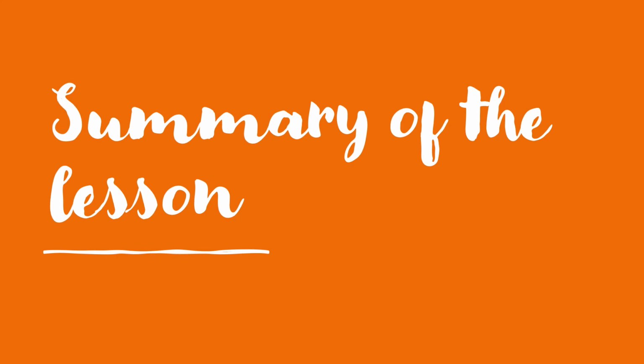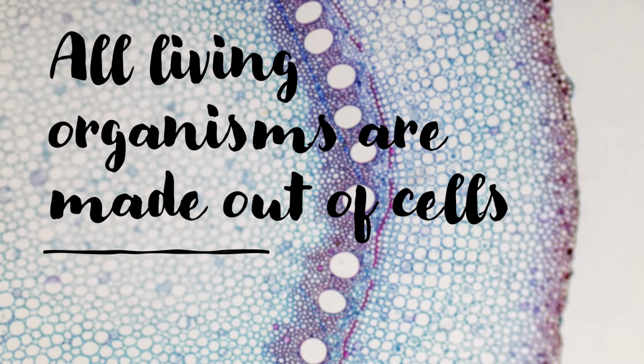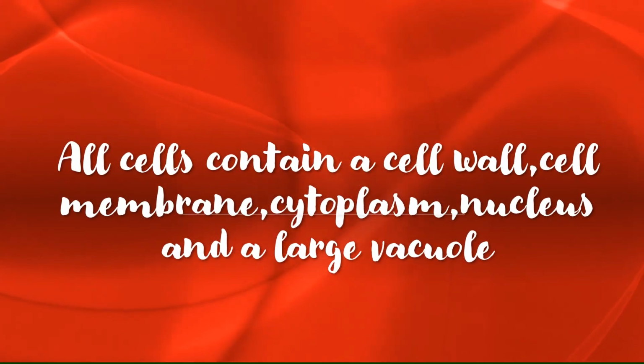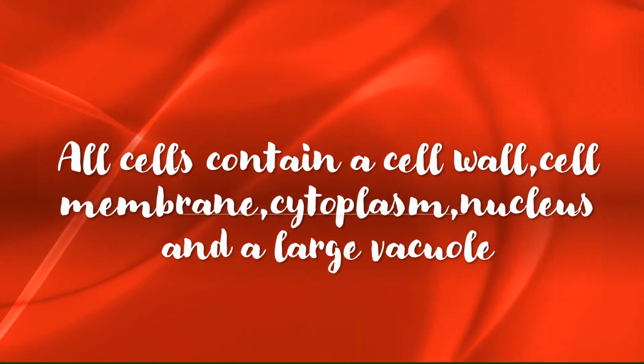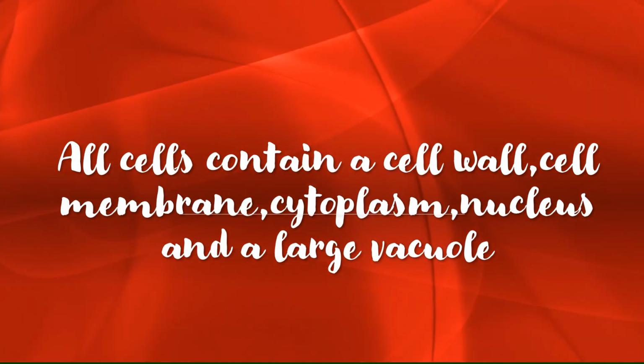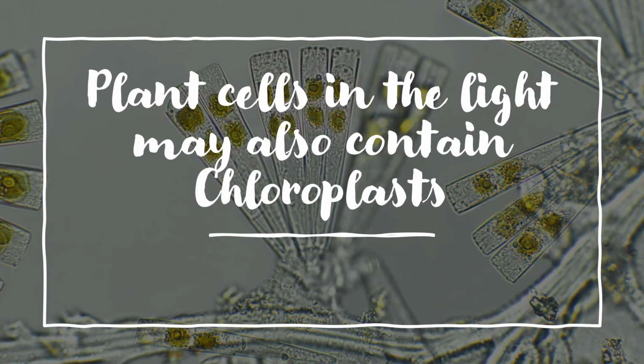Summary of the lesson. All living organisms are made out of cells. All cells contain a cell wall, cell membrane, cytoplasm, nucleus, and a large vacuole. Plant cells in the light may also contain chloroplasts.